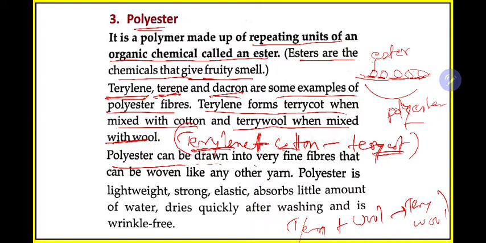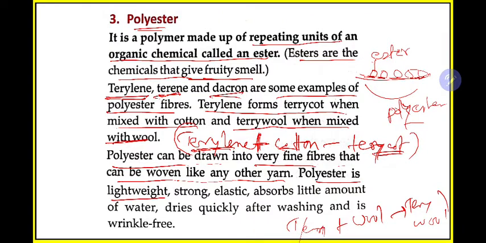Polyester can be drawn into very fine fibers that can be woven like any other yarn. So what they are saying is that polyester can be converted into very fine fibers which can be used like any other type of fiber. For example, cotton is fine, so you can convert this fiber into something as fine as cotton.